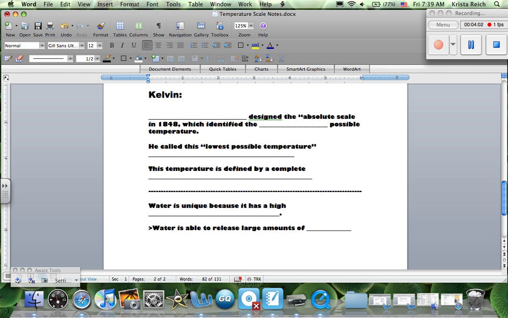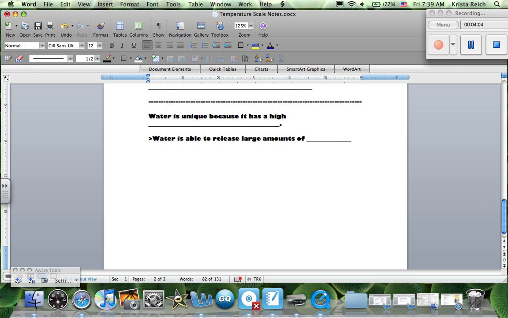And then I did a little experiment with water balloons relating to heat capacity. And water is unique for several reasons, but one because it has a very high heat capacity. Water is able to release large amounts of heat energy. That's because when I heated the balloon in class with the flame, when it had air in it, the air has a very low heat capacity, and it actually melted the balloon and caused it to pop very quickly.